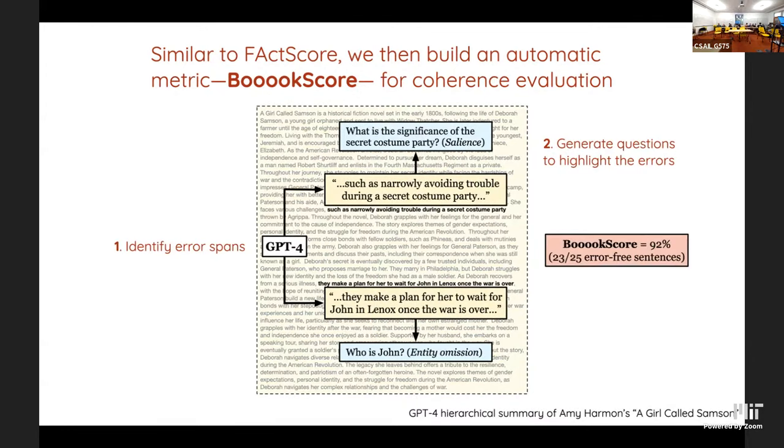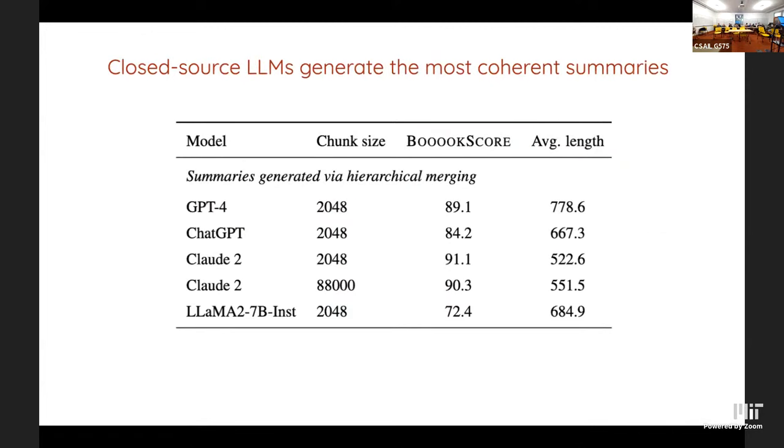Then we measure what percentage of the sentences are free of these kinds of coherence errors. And just like in the previous work on factuality, we are able to validate that this metric aligns well with the human judgments that we collected of these different types of errors. So again, just like the factuality work, we can now use our metric to evaluate a bunch of LLMs on this book-length summarization task.